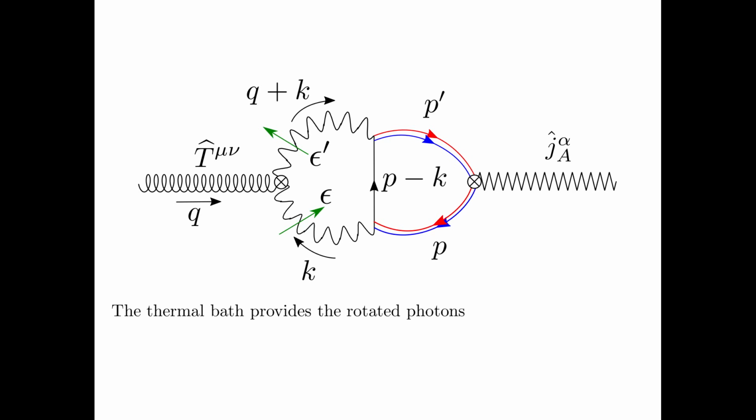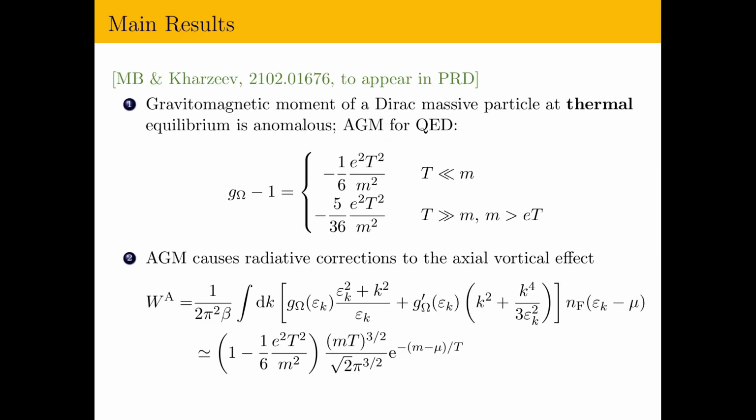At zero temperature, the photon cloud is part of the coherent state of a charged fermion, and thus rotates together with it. Instead, at finite temperature, the thermal bath possesses its own photons, and mixing between these photons and the photons that form the coherent cloud of the fermion can cause the rotation of the fermion's polarization. In the work I am presenting, we have shown that, number 1, the gravitomagnetic moment of a Dirac massive particle indeed receives radiative corrections if the particle is at thermal equilibrium.